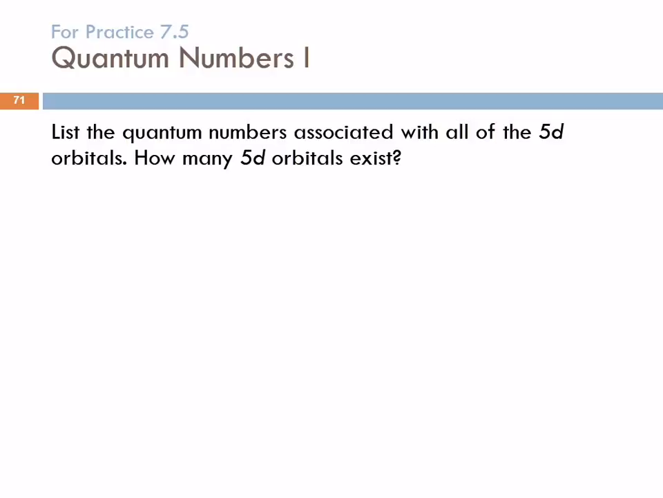So we need to do things like this. List the quantum numbers associated with all of the 5D orbitals. How many 5D orbitals exist?